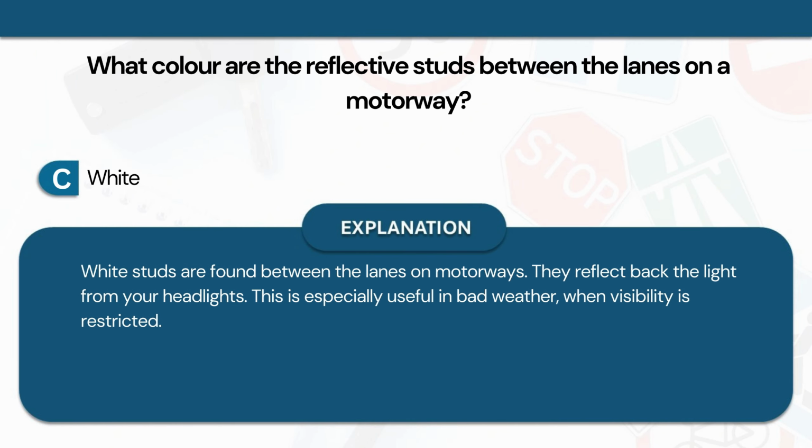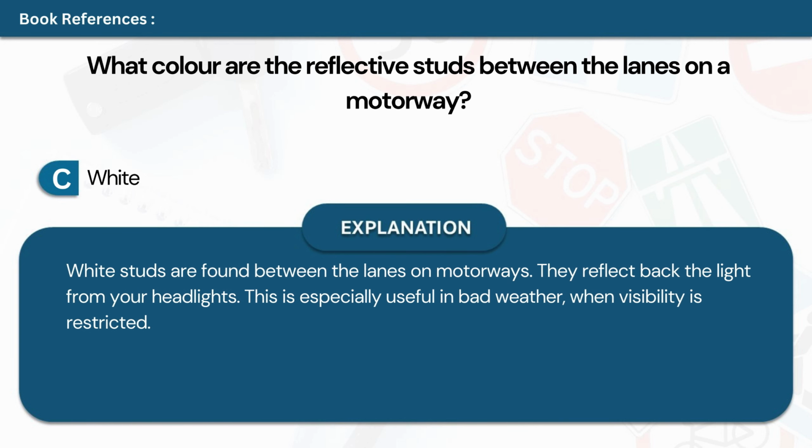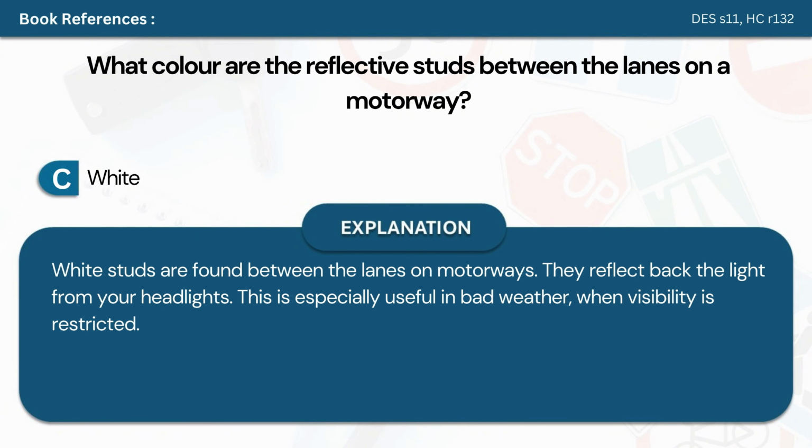White studs are found between the lanes on motorways. They reflect back the light from your headlights. This is especially useful in bad weather when visibility is restricted.